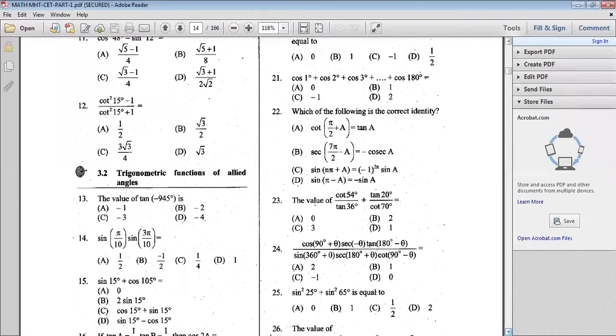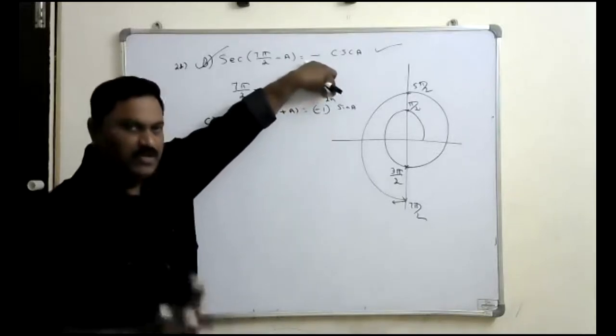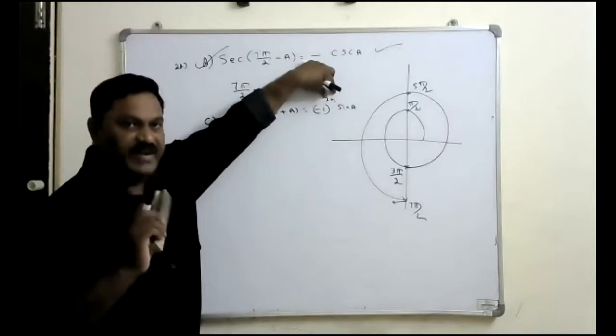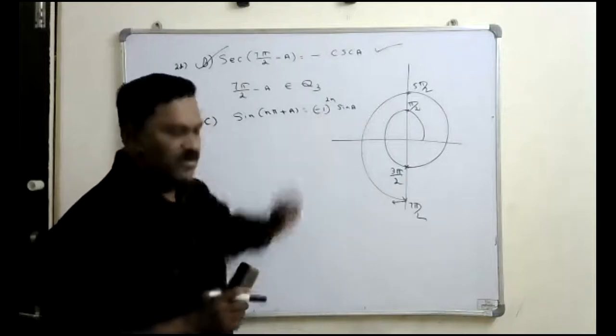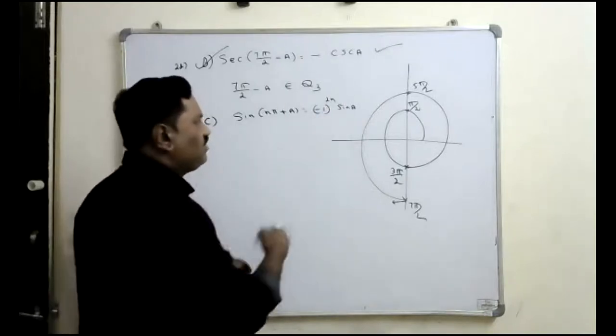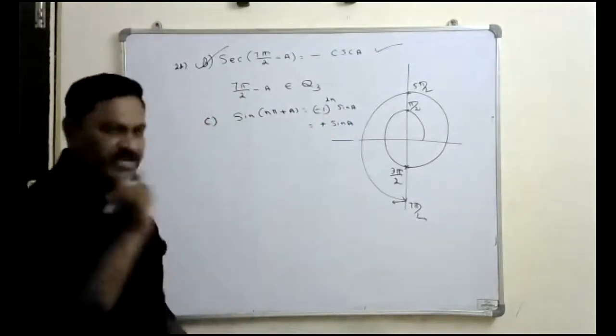So just observe this third option once. Sin of n pi plus a, which is given as minus 1 whole power 2n sin a. If you observe this option, here minus 1 whole power is 2n. So 2n always represents an even number. When the power is even, minus 1 whole power even will always give plus. That's why we can write it as plus sin a. Minus 1 whole power 2n is always positive.